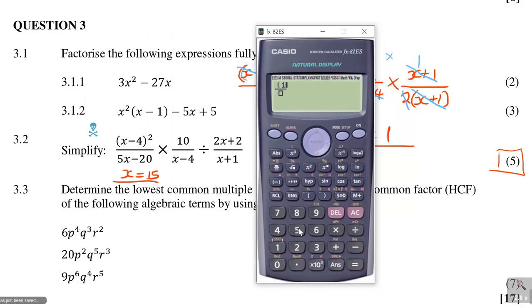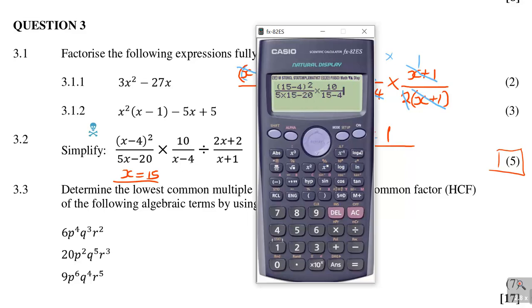So you say 15 minus 4, 15 minus 4 squared. I think I over deleted there. Alright, we've got 15 minus 4 squared. Let's do it again. Bracket, my x is 15 that I chose. 15 minus 4, it's squared. And then 5x, which is 5 times 15 minus 20. I can put a bracket or I can put a multiplication sign. Times, I've got 10 here over 15 minus 4.